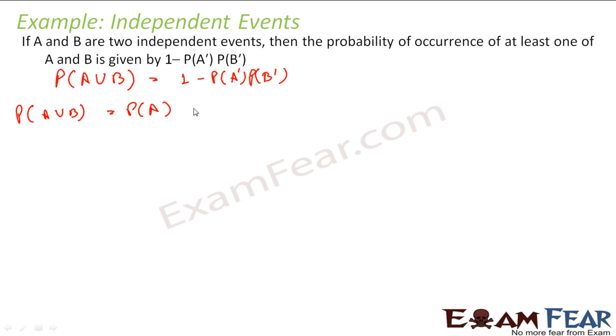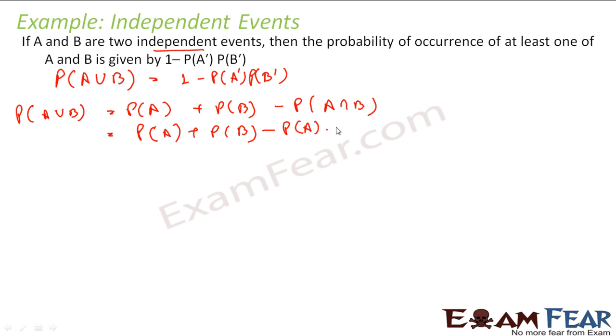This is nothing but probability of A plus probability of B minus probability of A intersection B. Given they are independent events, PA and B will be PA into PB. So let's do that. This becomes PA plus PB minus PA dot PB. Let's take PB common in this case. So this becomes PA plus PB into 1 minus PA. Correct?